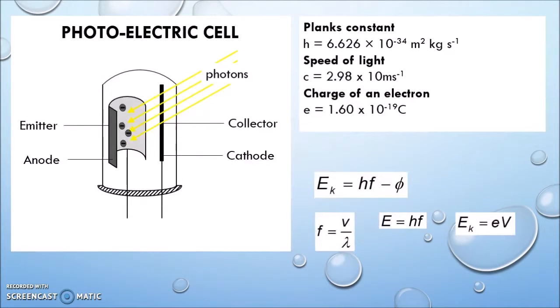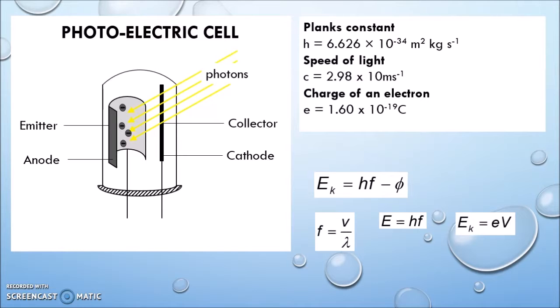So in this first slide here we've got a picture of a photoelectric cell. The photoelectric cell consists of an emitter and a collector and a glass surround. Now inside this whole apparatus there is a vacuum, there's no particles, they've all been removed. The surround is glass so that the light can travel through it without being impeded.